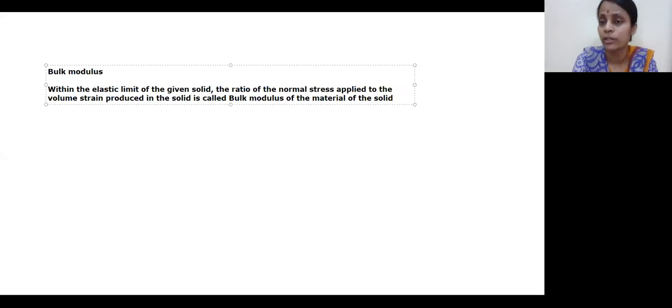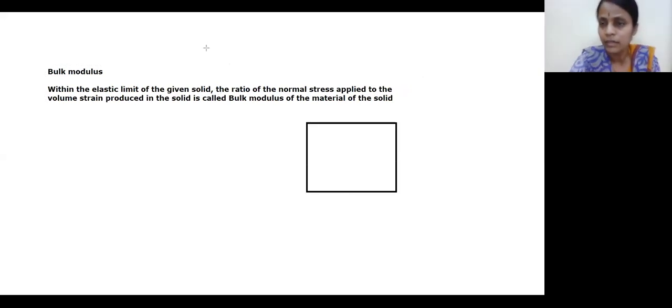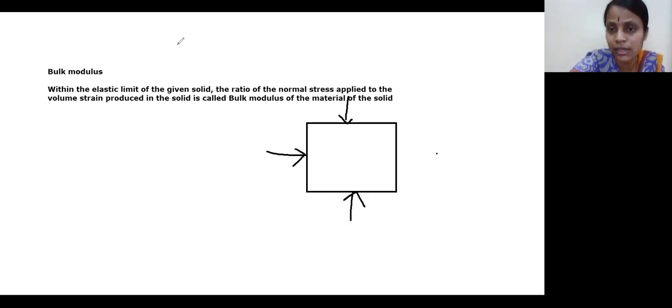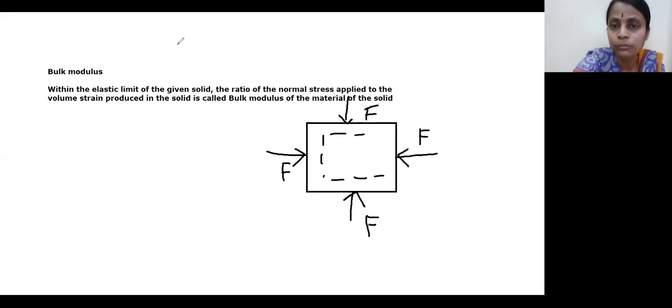And the alphabet that we are going to use here is the Greek alphabet kappa. Kappa is something similar to K. Is that clear? So even if you write K, it doesn't matter. Let us assume that I have a solid, and I'm going to apply normal stress from all directions of the body. That's when volume will reduce. So what happens because of this? I am going to see a reduction in the volume.